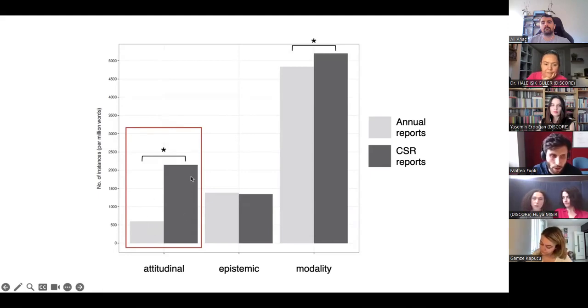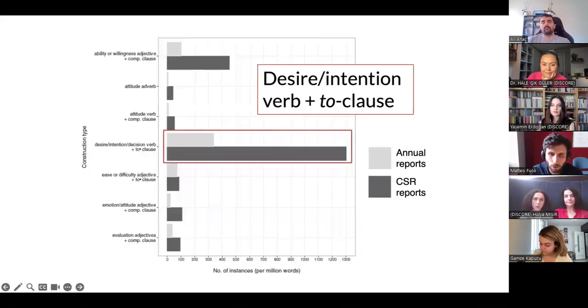So when talking about social and ethical and environmental issues, companies tend to use a lot more, to simplify things a little bit, emotive language. Now, when we drilled down and looked at what kind of attitudinal stance was used, we found that the desire/intention verb plus complement clause construction was the most frequent type and overwhelmingly more frequent in CSR reports compared to annual reports. So this suggests that when companies are talking about environmental and social issues, they tend to emphasize their ambitions and goals for the future.